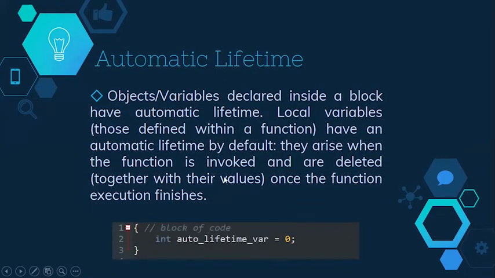Automatic lifetime. Objects or variables declared inside a block have automatic lifetime. Local variables, those defined within a function, have an automatic lifetime by default. They arise when the function is invoked and are deleted together with their values once the function execution finishes.